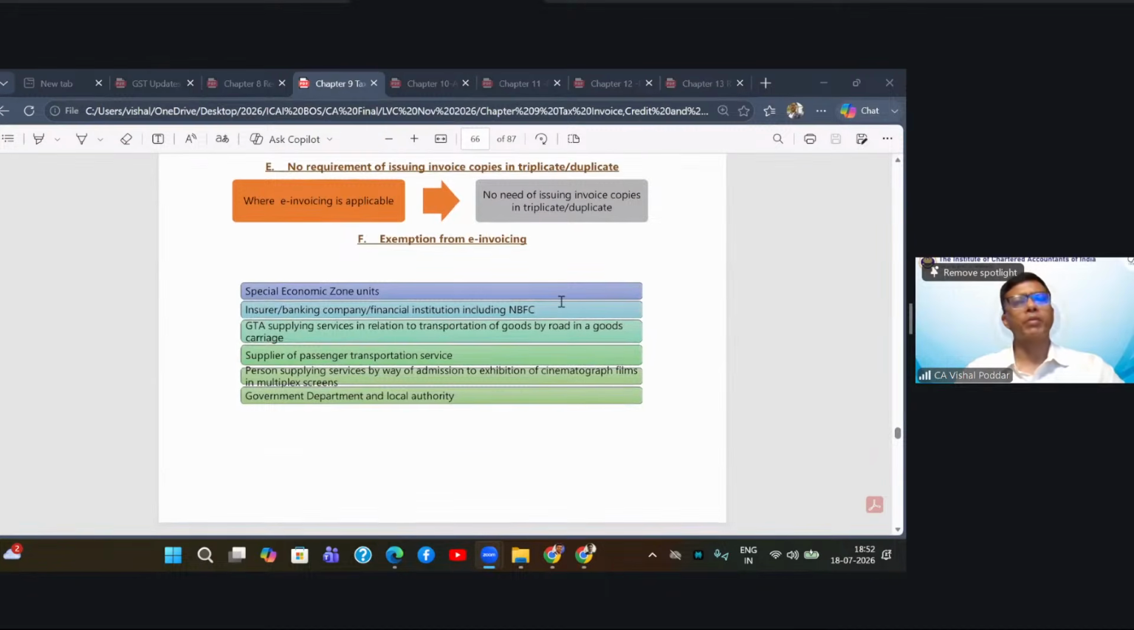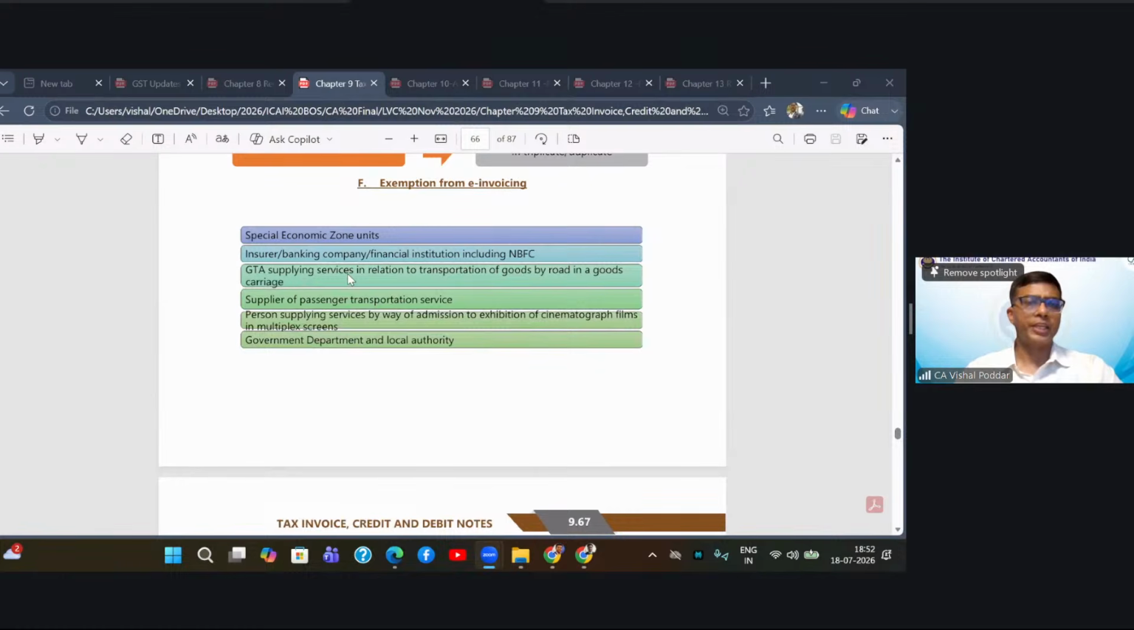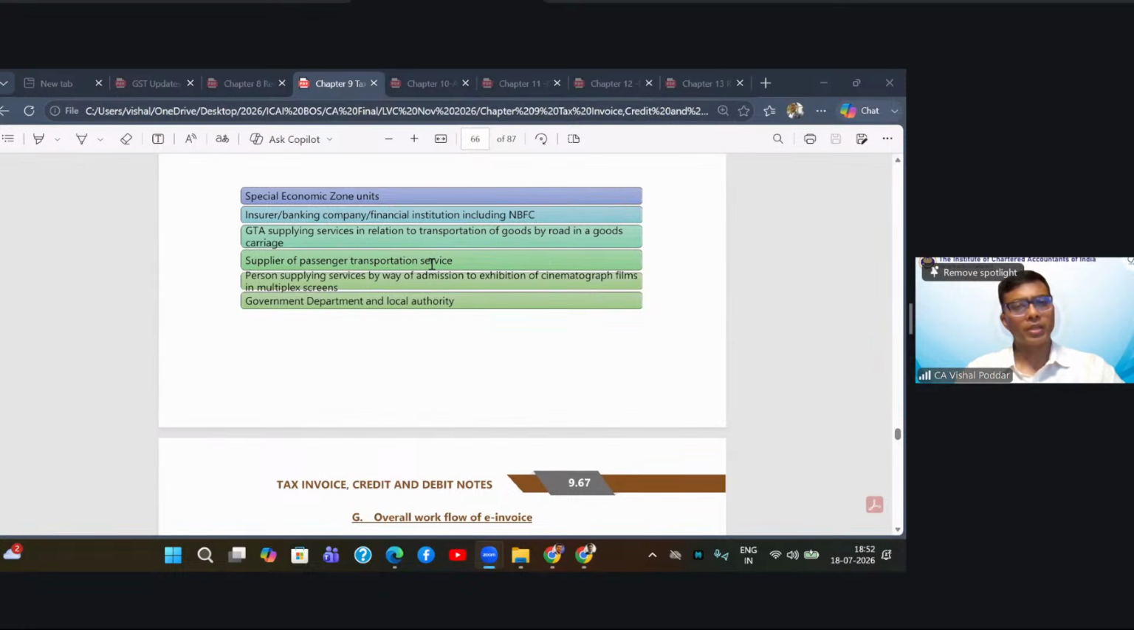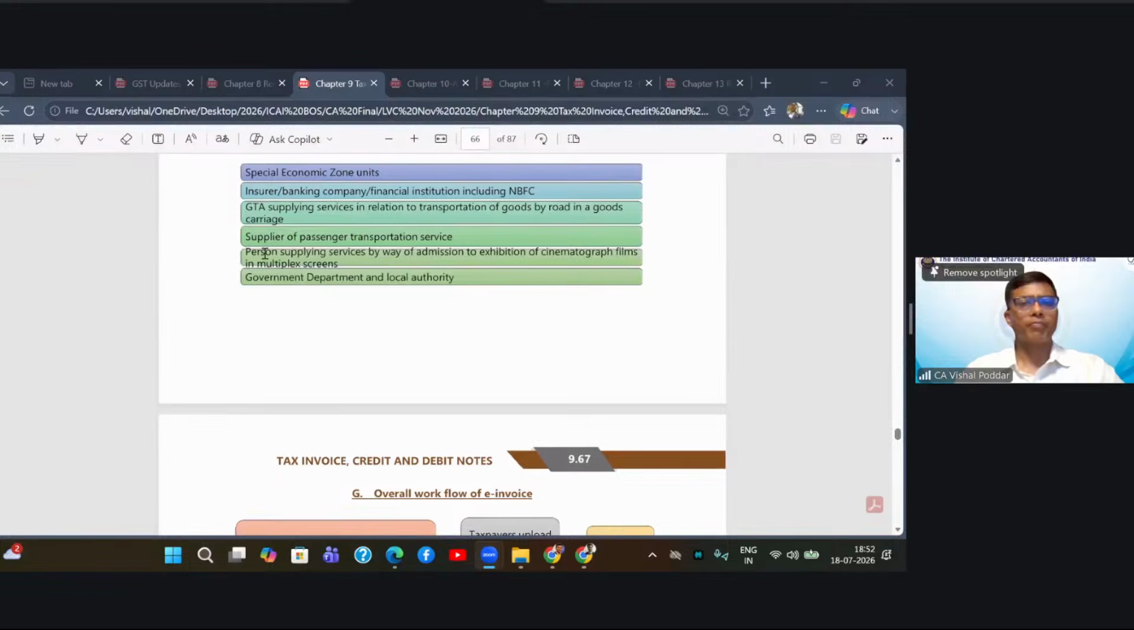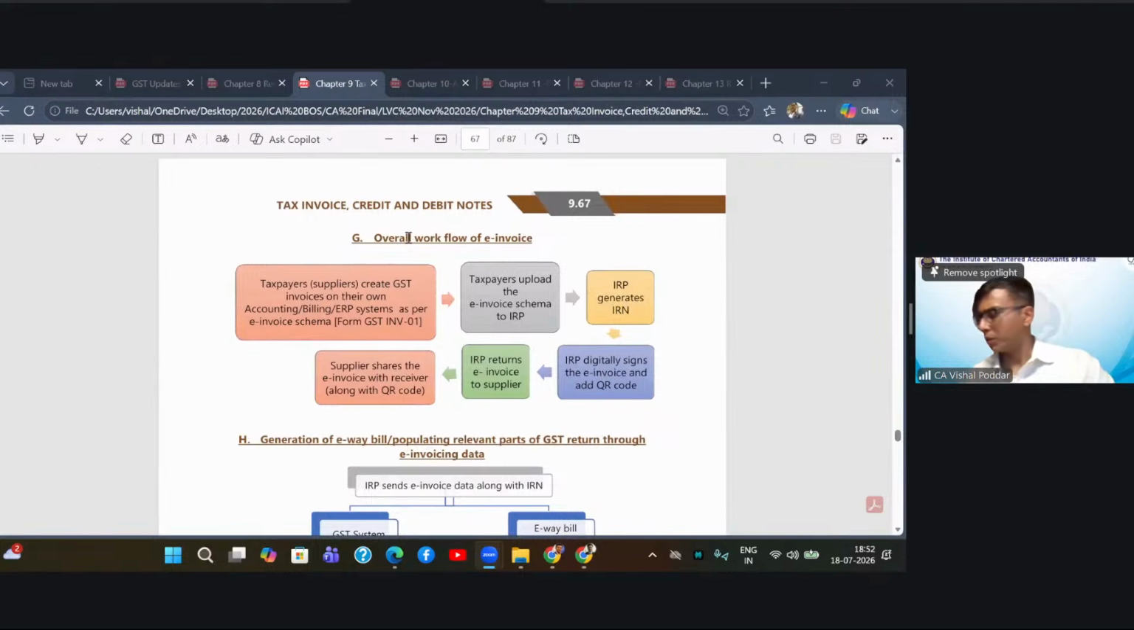Now, who are exempted from the e-invoicing provision? That is, they need not do the e-invoicing. First, SEZ unit. Second, an insurance or a banking company or an NBFC. Then GTA, that is Goods Transport Agency, who is providing services of transportation of goods by road. Similarly, passenger transportation service. Then wherever you go to watch movies in cinema theaters, they need not issue invoice, and government departments or local authorities, they also need not issue invoice.